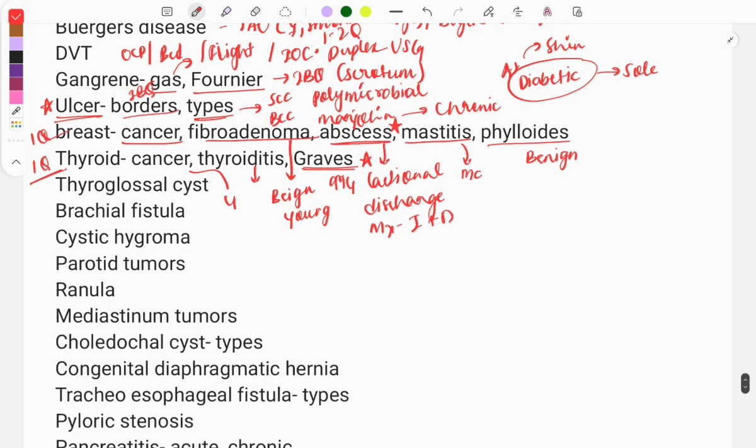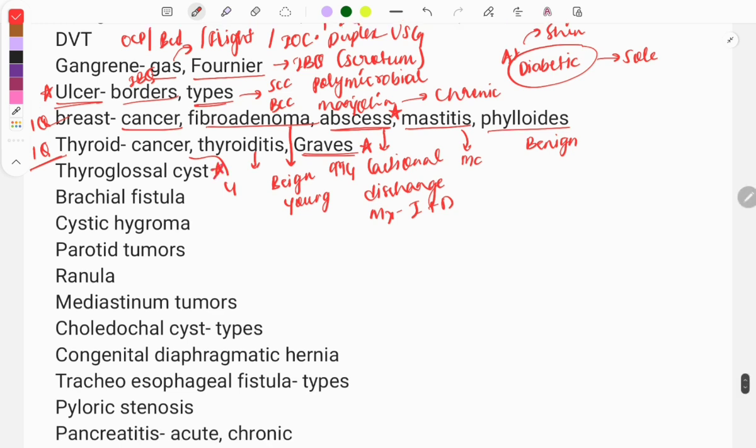Then moving on, thyroglossal cyst. This cyst is congenital, and it will be present as a cyst in the neck, and whenever there is infection of this, and when you do incision and drainage, then there is risk of formation of a thyroglossal fistula. So image based questions are asked mainly on this thyroglossal cyst.